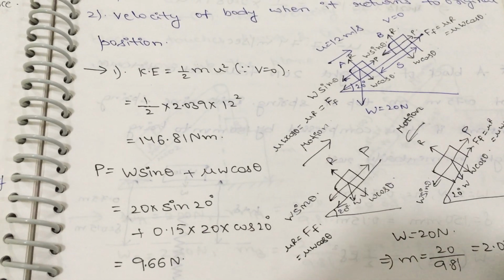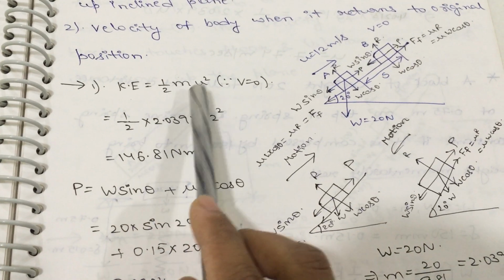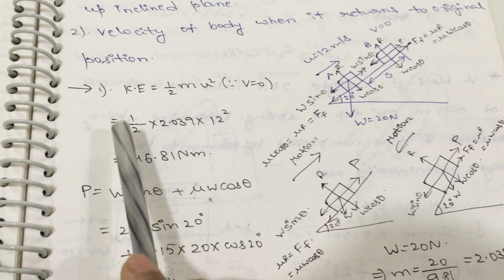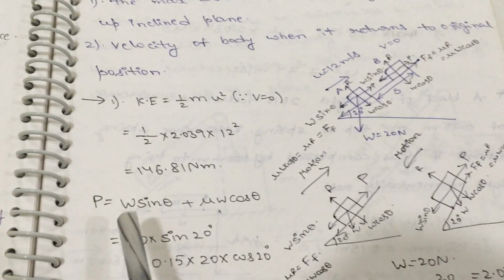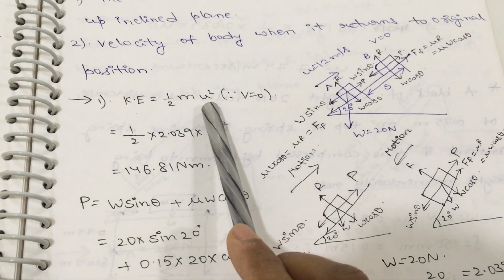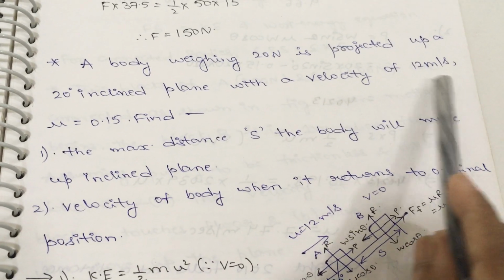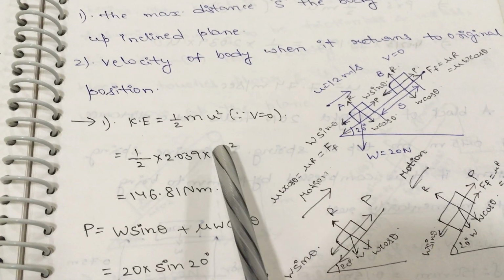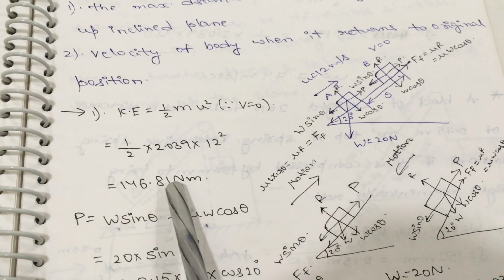And in the work energy equation we need to calculate the kinetic energy, that is given by half m u square. So here mass value we can calculate from the weight value, that value is given in the question. And u value, initial velocity value is given in the question, that is 12 meter per second. So substitute all the values in the kinetic energy formula, you will get the value for kinetic energy.